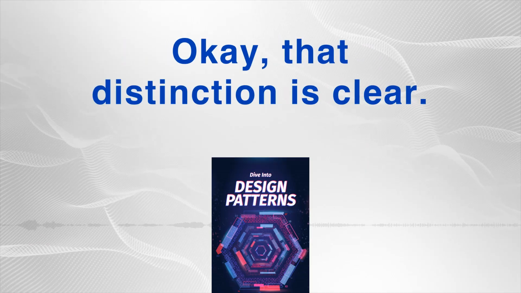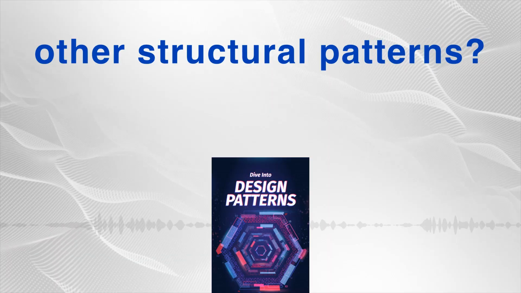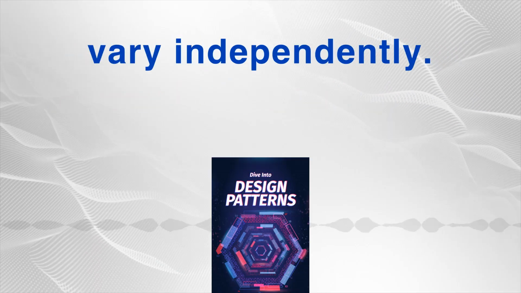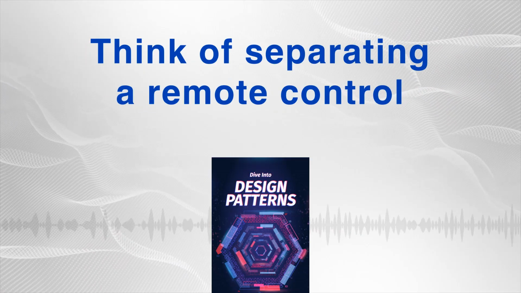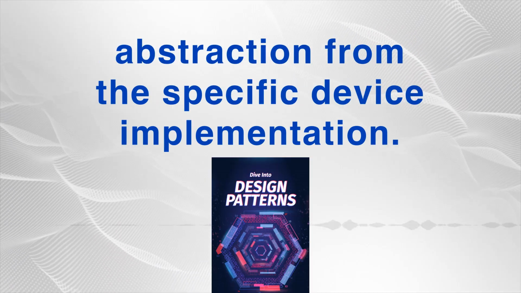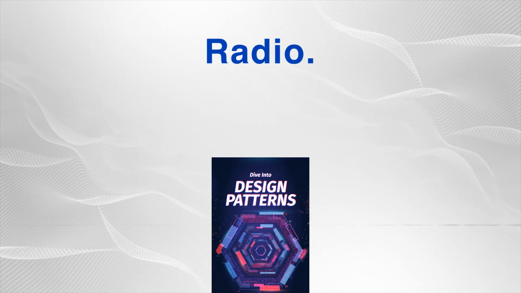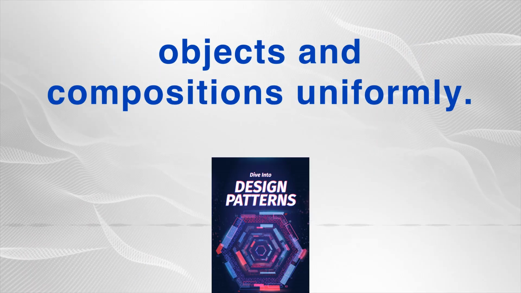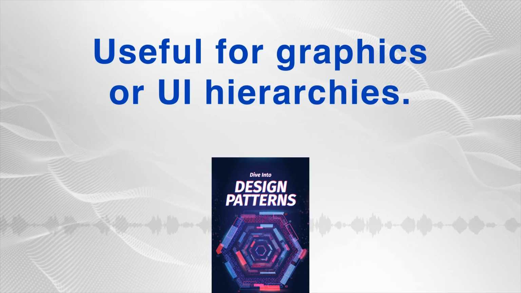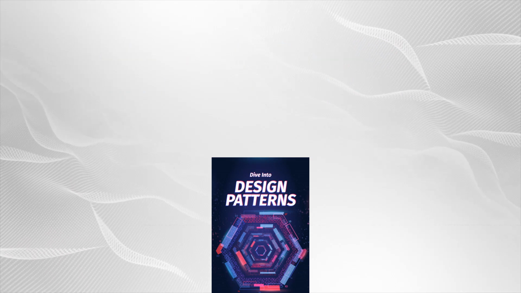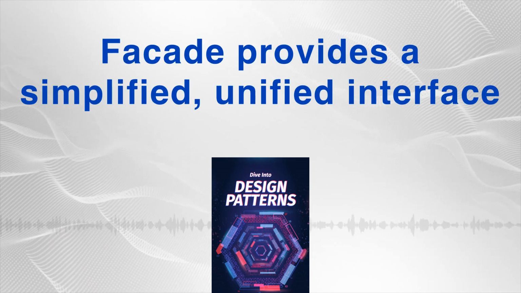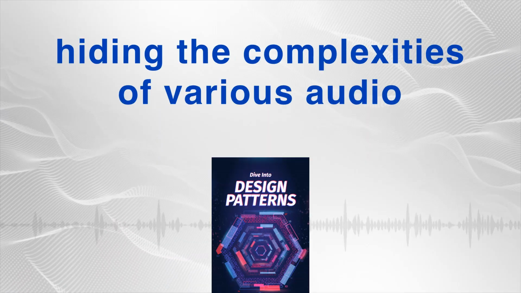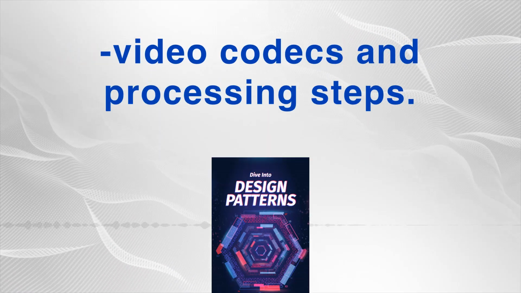Okay, that distinction is clear. Can we quickly touch on the other structural patterns? Sure. Bridge is about decoupling an abstraction from its implementation so they can vary independently. Think of separating a remote control abstraction from the specific device implementation, TV, radio. Composite lets you compose objects into tree structures and then treat individual objects and compositions uniformly. Useful for graphics or UI hierarchies. Facade provides a simplified, unified interface to a more complex subsystem, like a single video converter class, hiding the complexities of various audio-video codecs and processing steps.